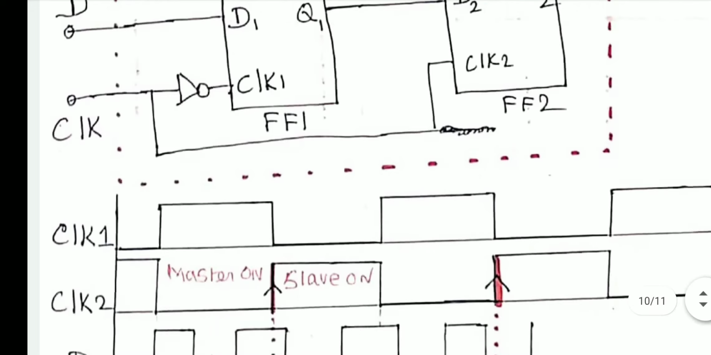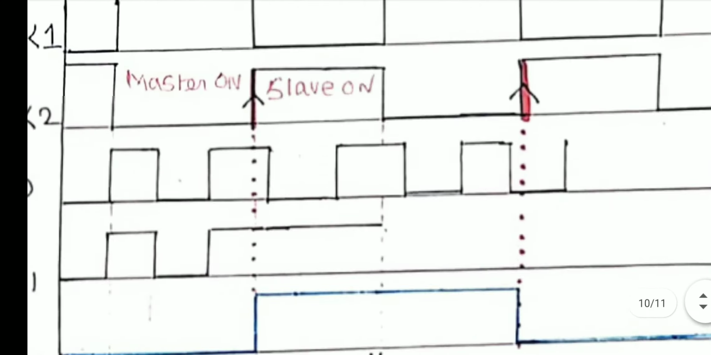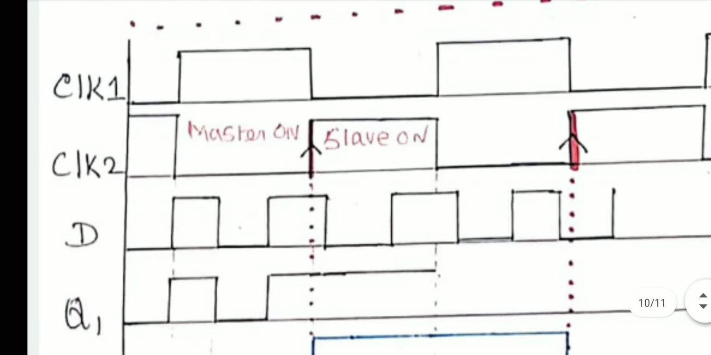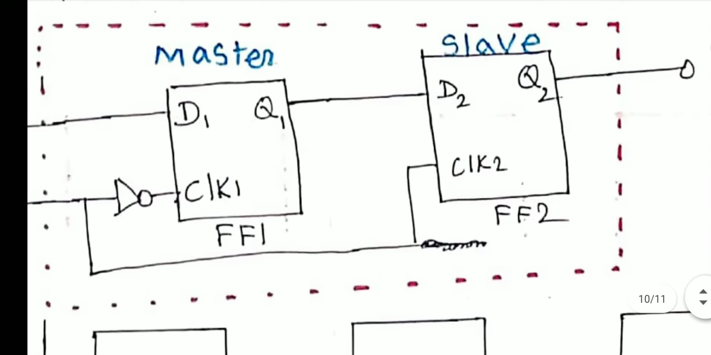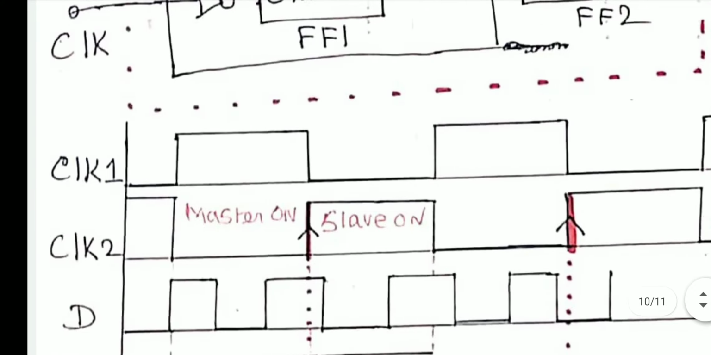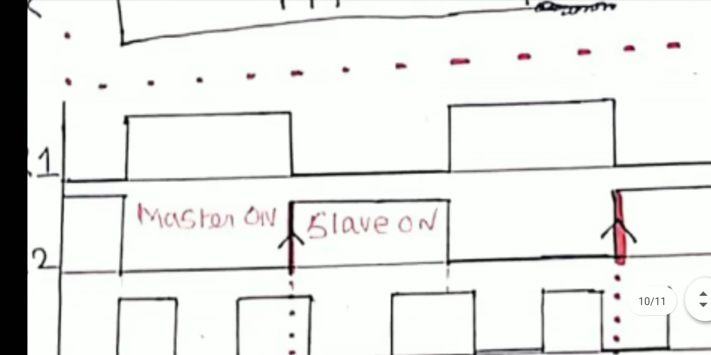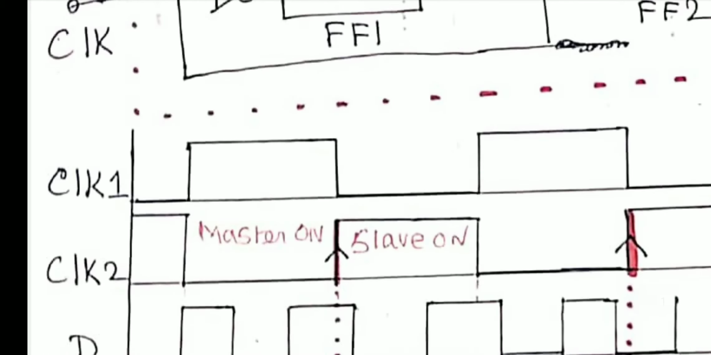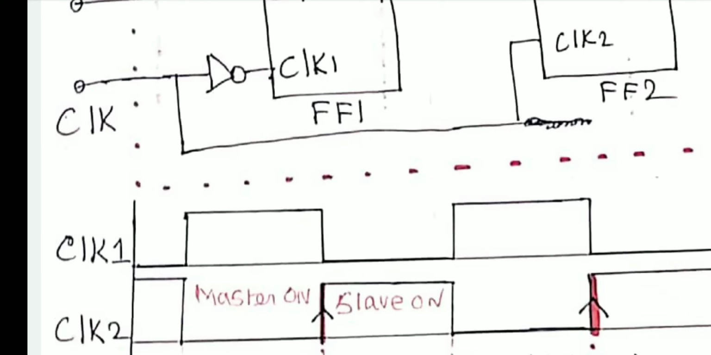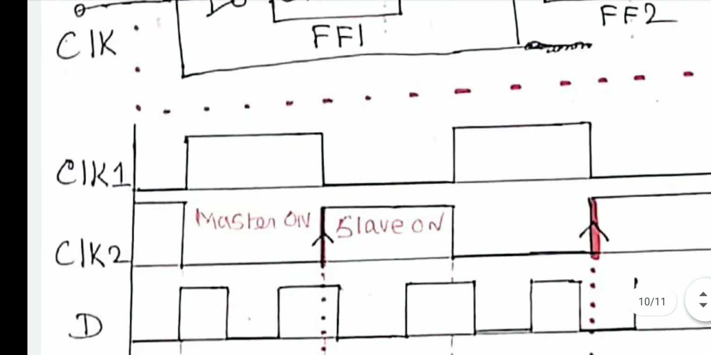Look at the diagram here, you can understand this circuit very clearly. Clock 1 is the pulse given to the master flip-flop, and clock 2 is given to the slave flip-flop. Look at these two clock pulses, they are opposite. That is, when clock 1 is on, clock 2 is off. When clock 1 is off, clock 2 is on. Because clock 1 is given through the NOT gate, and clock 2 is the actual clock signal.